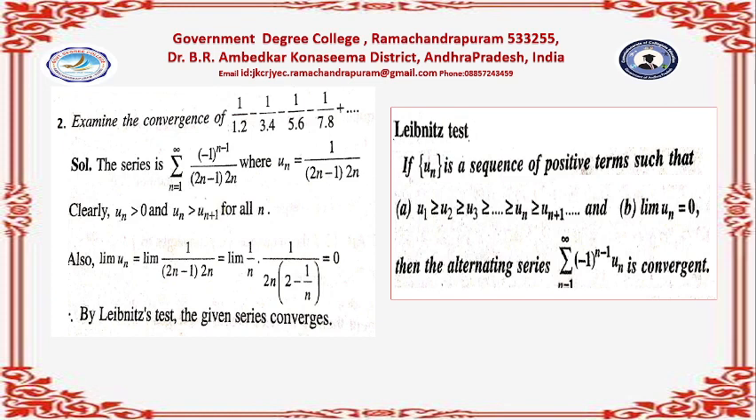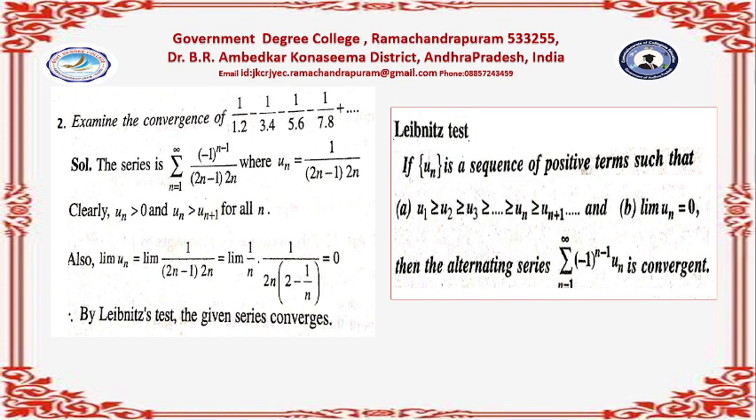Further, limit un ఏమవుతుందంటే limit 1/((2n-1)(2n)), that is nothing but limit 1/n into, we can write this as, if we take 2n common from this, 2 minus 1/n గా రాయచ్చు. So 1/n square into something we are getting, that is it becomes 0. Therefore by Leibniz test the given series is convergent.